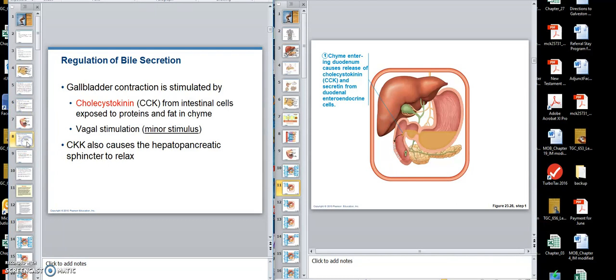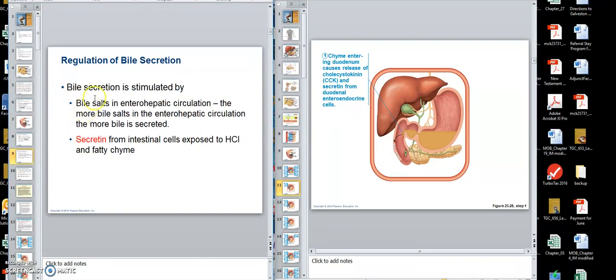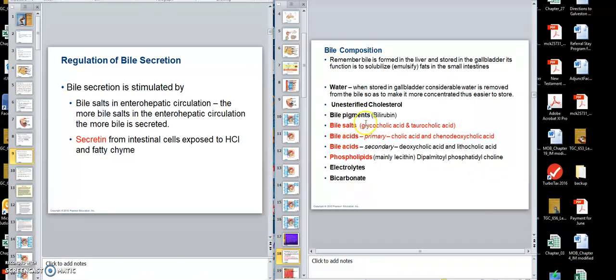So we go back. The gallbladder is stimulated by CCK primarily, the vagus a little bit, and this causes the hepatopancreatic duct to relax so you can let the juice in. Bile secretion is stimulated by bile salts in the intrahepatic circulation. We already talked about bile salts. In case you don't remember, those in red are the bile salts. That's what really does the emulsification. Secretin and HCl also help.